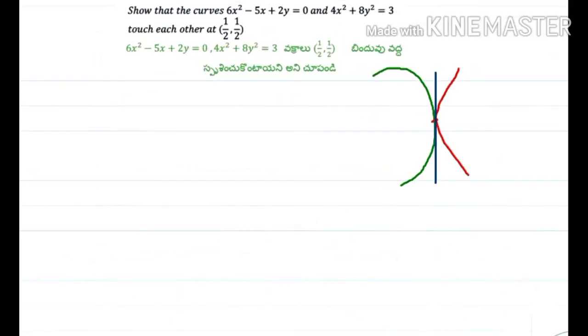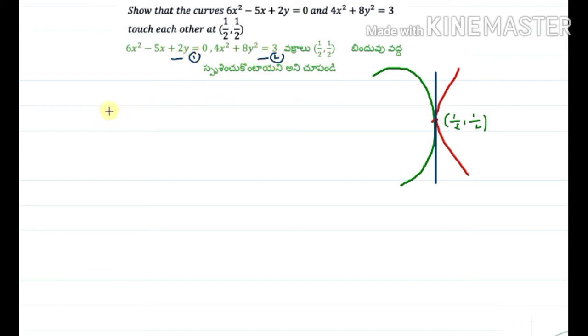So this is the problem. Show that these two curves touch each other at this particular point. The point is given as 1 by 2 comma 1 by 2. Already we have learned that when m1 is equal to m2, in that case the two curves touch each other. For two curves to touch, we have to prove m1 is equal to m2. For that, take this as the first curve and this as the second curve.